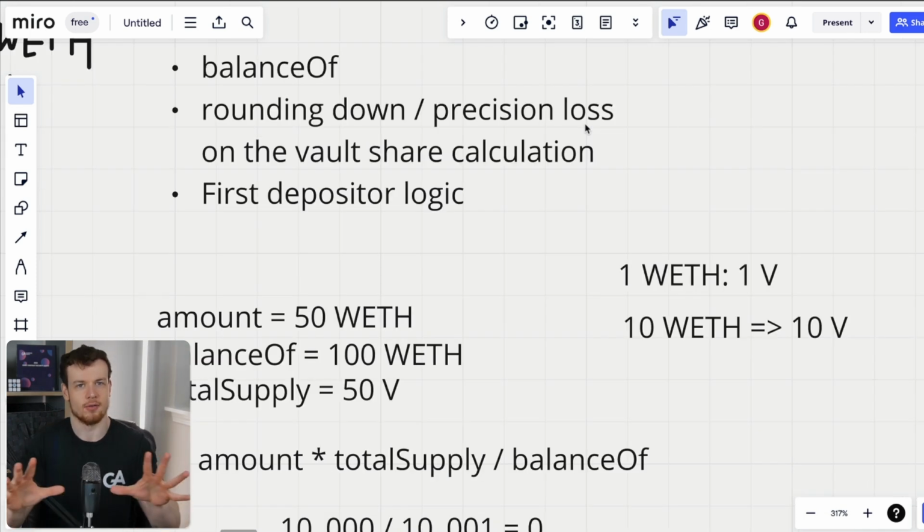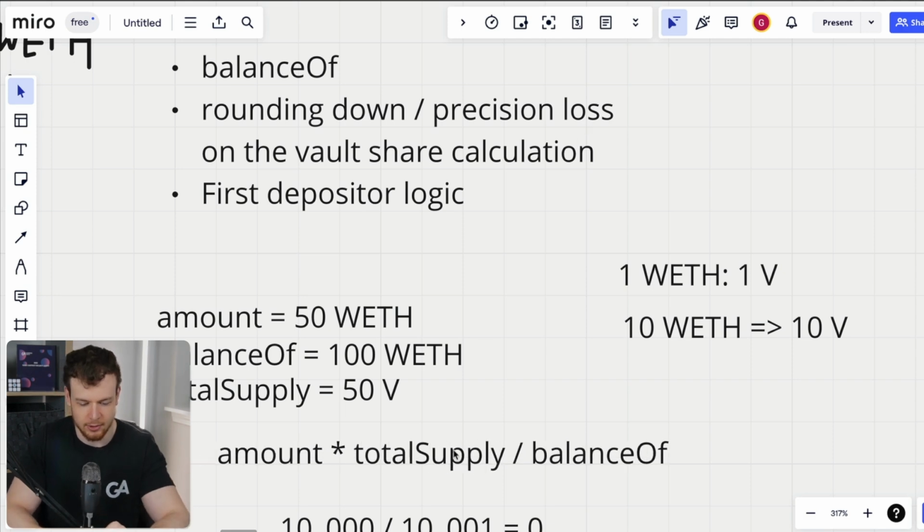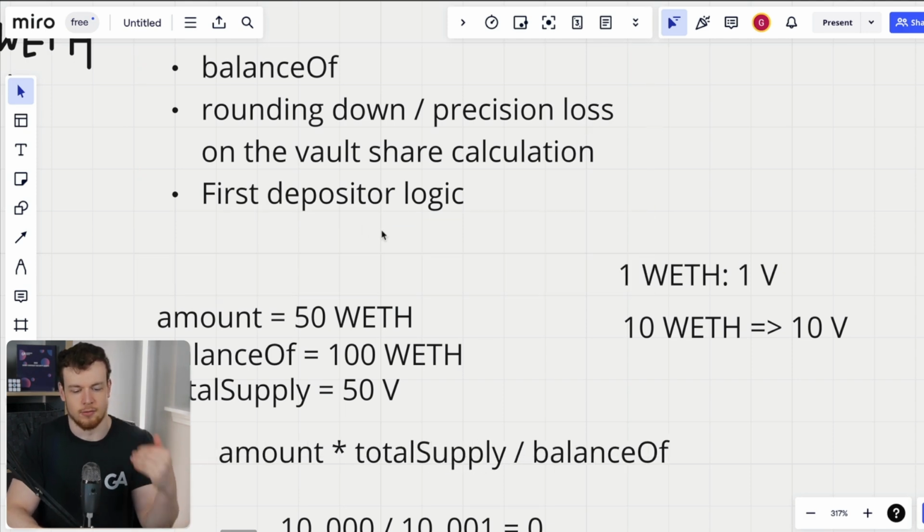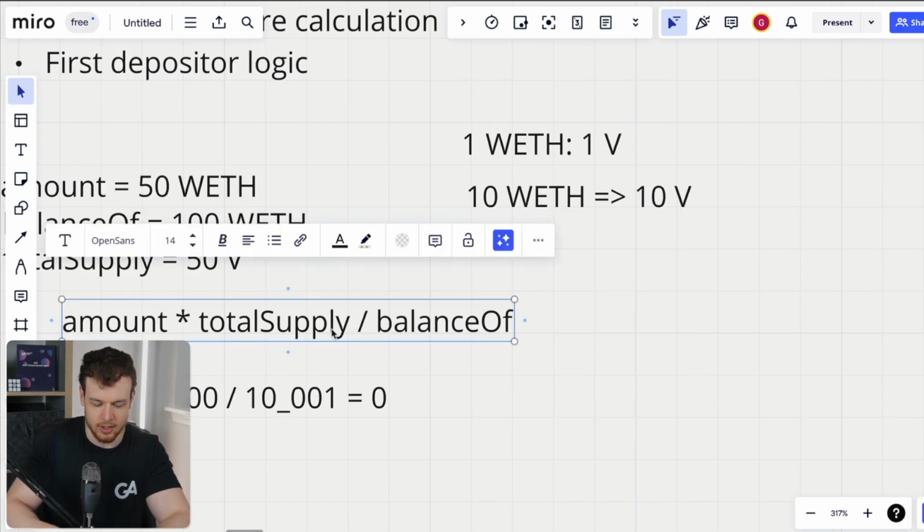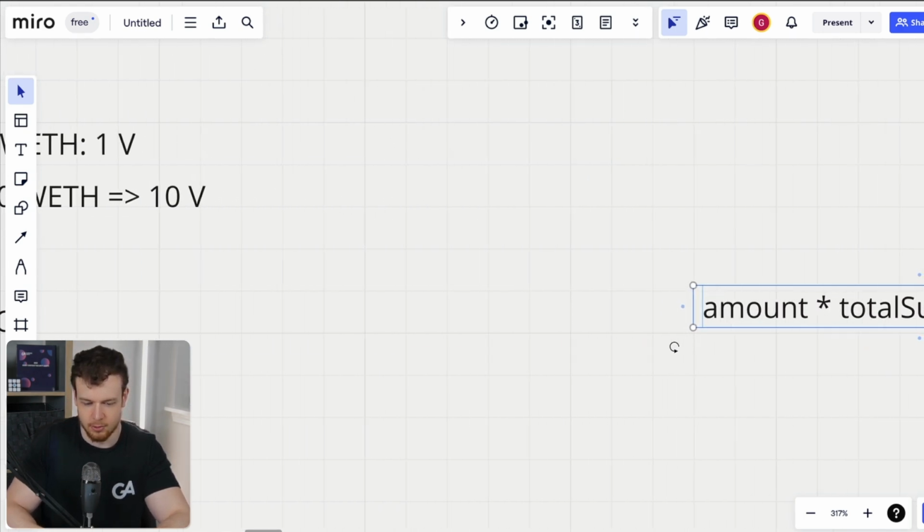You might have already been able to figure it out just based on the formula we went through here and the fact that it's going to involve the first depositor. You might have already figured out what the inflation attack aims to do, and you might even understand how it can do it. But let's walk through it step by step here. So I'm going to copy this formula and we'll head over here.